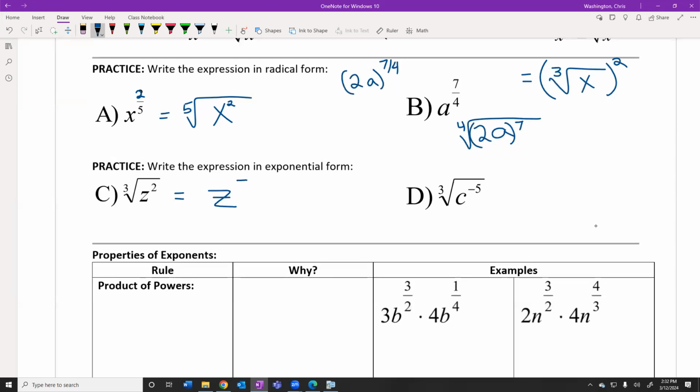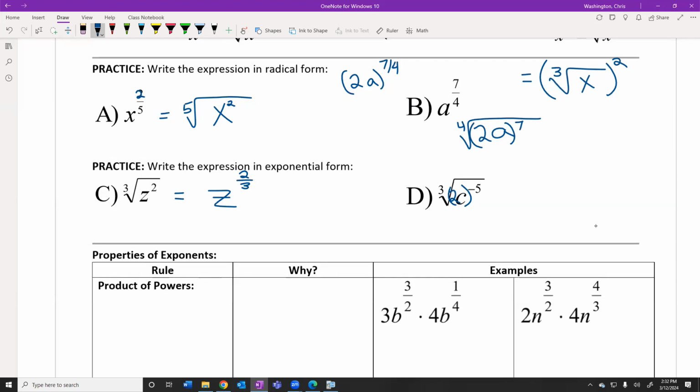So we have z raised to some power. What's the top number of the exponent gonna be? 2. What's the bottom number of the exponent gonna be? 3. Good. Let's add a number here. Let's put like a 2 in front of the c. I know there's not one there, but let's put one there. And let's put that 2 and c in parentheses.